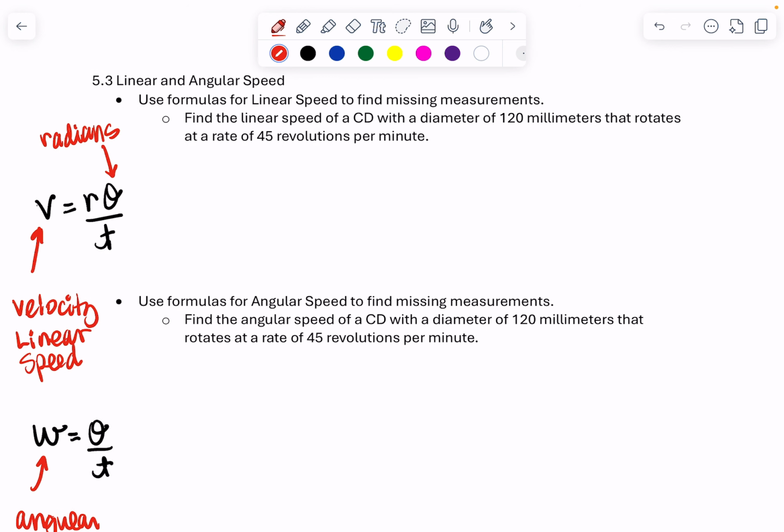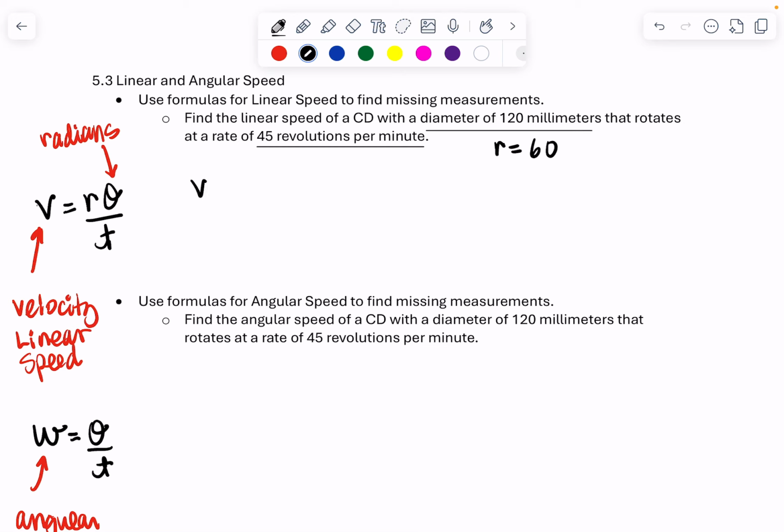Okay, so on the first part, find the linear speed of a CD. Diameter is 120. So I know I'm going to need the radius. So the radius is half of that. So the radius is 60. It rotates at 45 revolutions per minute. So it's going around the circle 45 times in a minute.